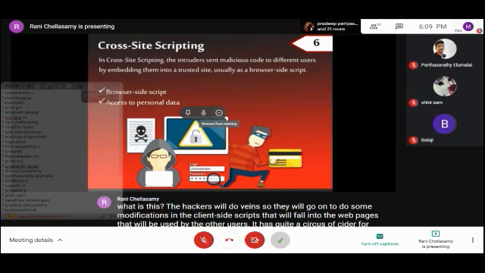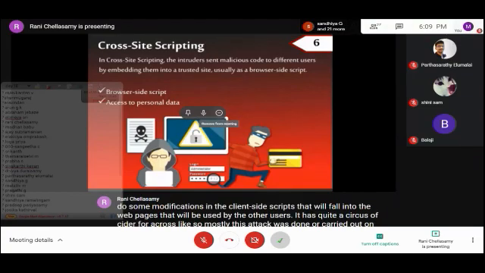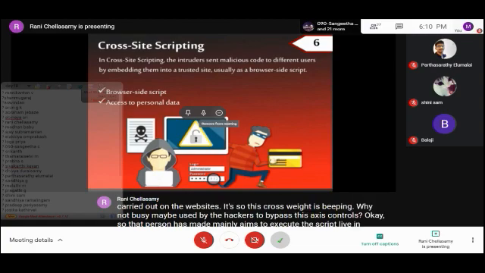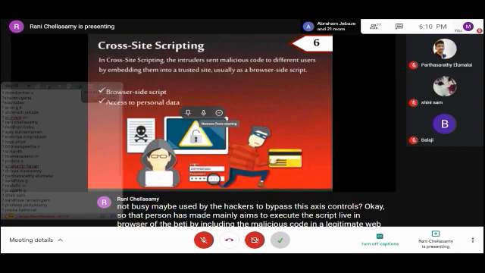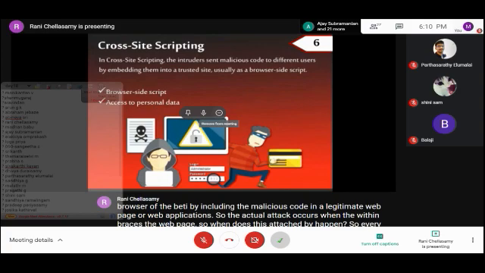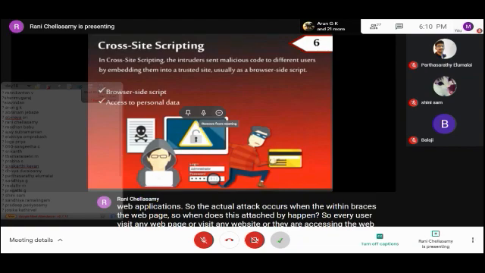Okay, this cross-site scripting vulnerability may be used by hackers to bypass the access controls. The attackers mainly aim to execute scripts in the web browser of the victim by including malicious code in a legitimate web page or web application. The actual attack occurs when the victim visits the web page. Whenever the user visits any web page or website, or accesses the web application, it executes the malicious code. So the web page or web application becomes the vehicle to deliver the malicious script to the user's browser.